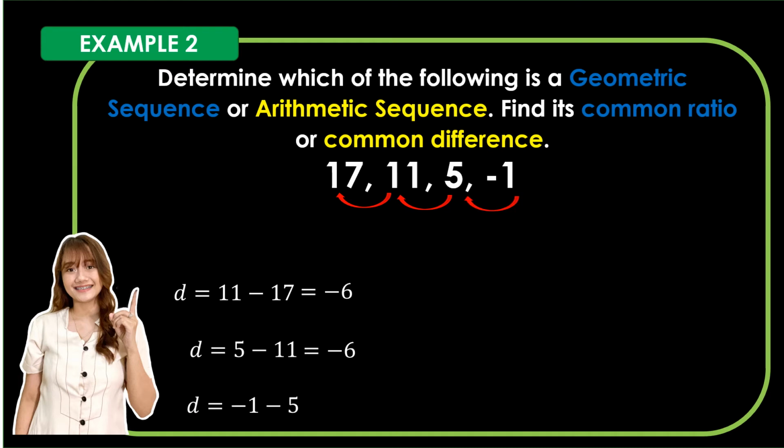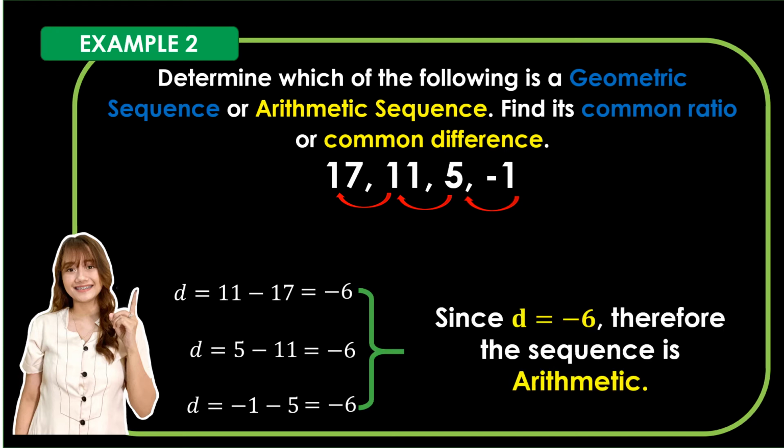Now, we subtract negative 1 minus 5, and we know that negative 1 and 5 are like terms. We have negative and negative here, so the answer must be negative, and they have the same sign, so we add the two. We have 1 plus 5 gives us 6. Observe that the difference between any two preceding terms is negative 6. Since the difference is negative 6, or the common difference is negative 6, the sequence is arithmetic.